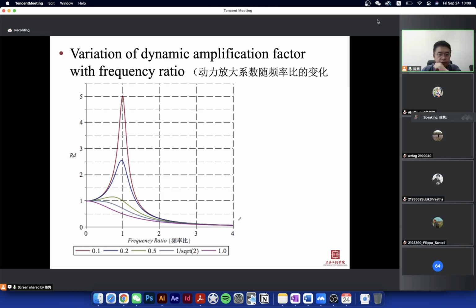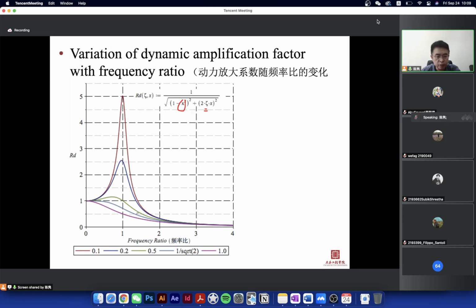Again, let's discuss the variation of the amplification factor with frequency ratio and damping ratio, because it depends on two factors. One is the frequency ratio here, and the other is the damping ratio here. So this is for the curve. You can see this one is damping ratio 0.1, this one is 0.2, and this green line, 0.5.